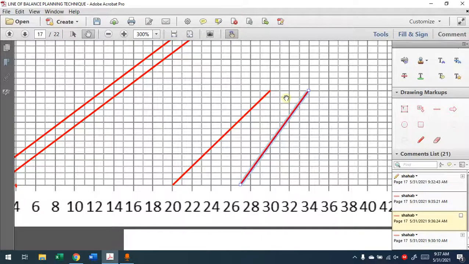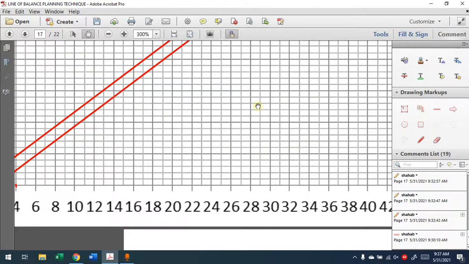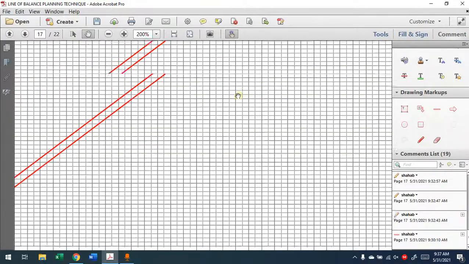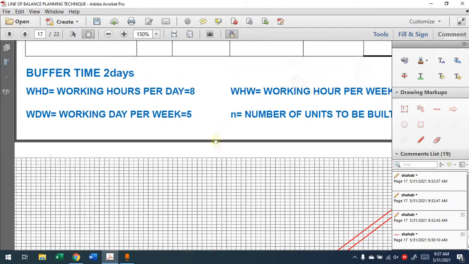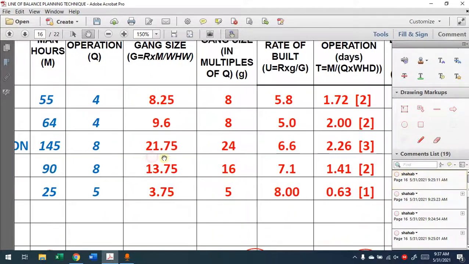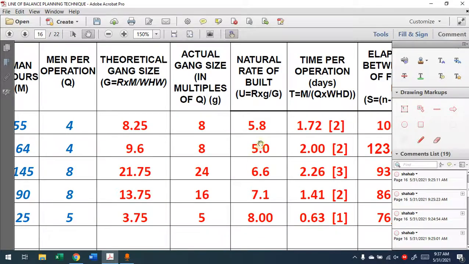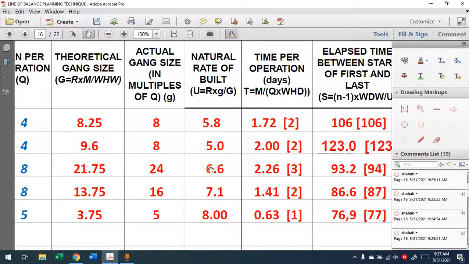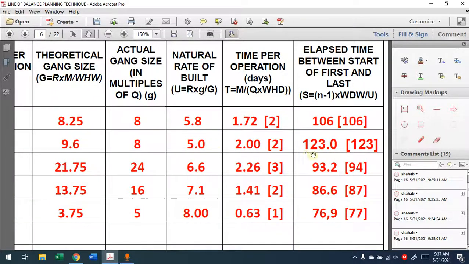It will be easier when we see in the drawing what will happen if I don't follow this information. Let's say I don't know this information, or I want to try to see what will happen. We'll start with the second operation. Second operation, look, natural rate of build is 5, so it's smaller than this one, we will not face any problem. But for the third one, we'll face a problem. We know the duration is 2, and the elapsed time between the first to the last is 123. Remember, this is the line. With the line drawn from the bottom to the top, the difference between the start and the end will be 123 units.